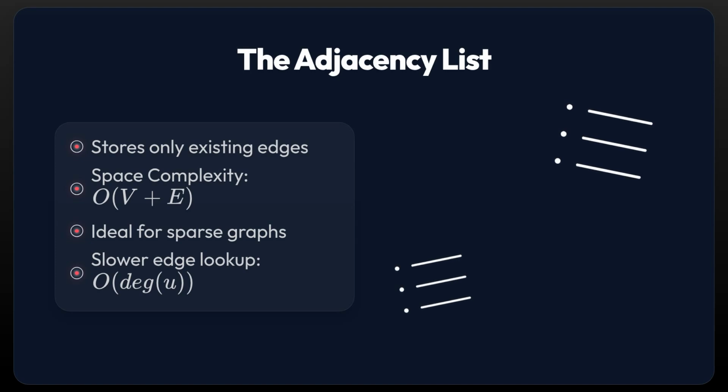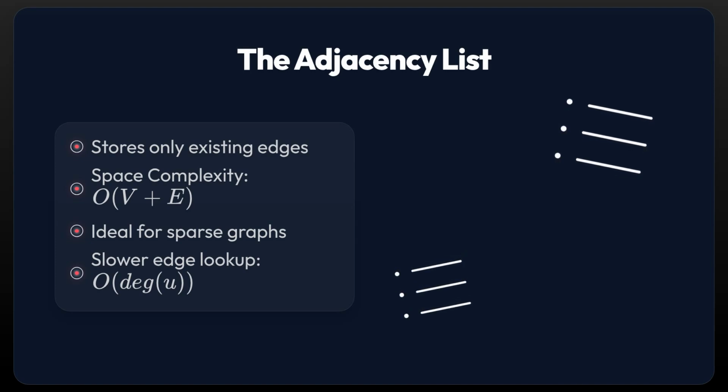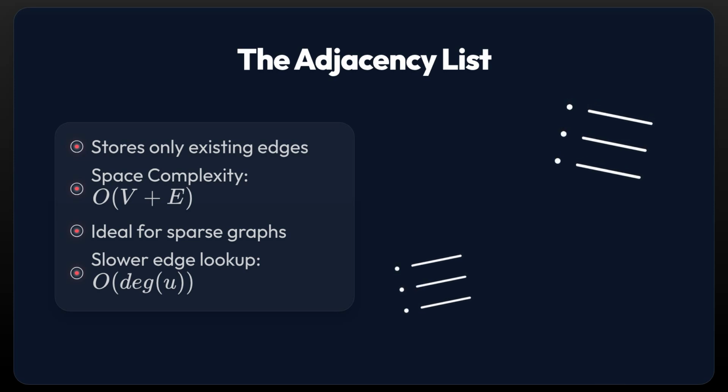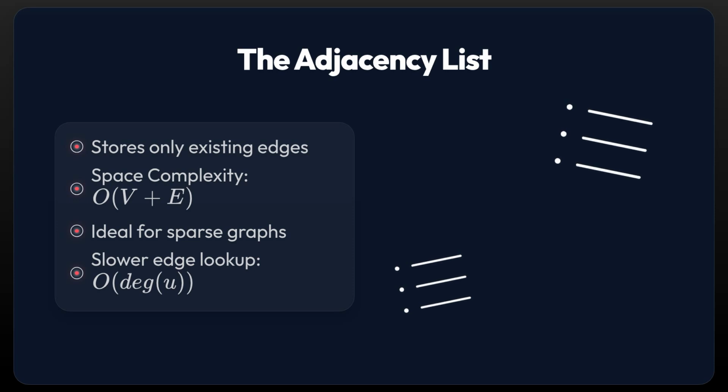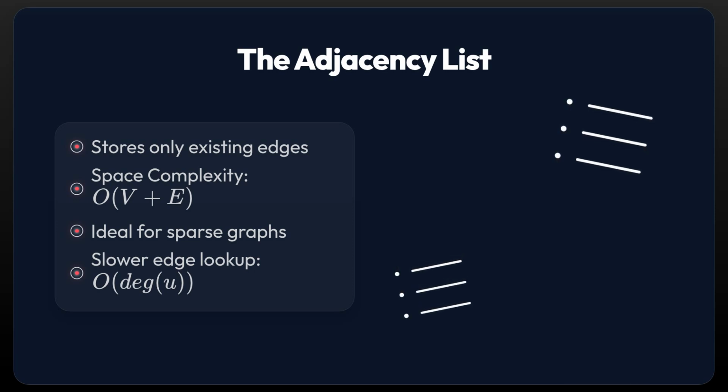In contrast, the adjacency list is the industry standard for most applications. Instead of a grid, we maintain a list of neighbors for each vertex. This means we only use memory for connections that actually exist. The space complexity drops to big O of V plus E. While checking for a specific edge is slightly slower because we must scan a list, the memory savings are massive for sparse graphs like road networks.